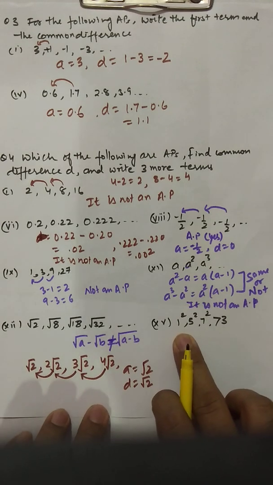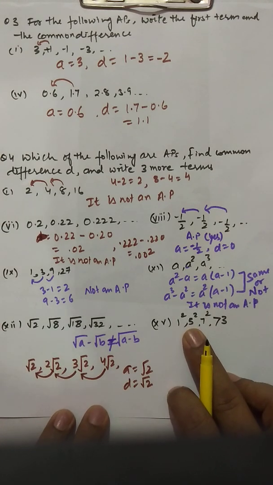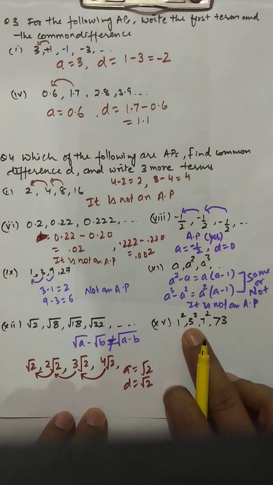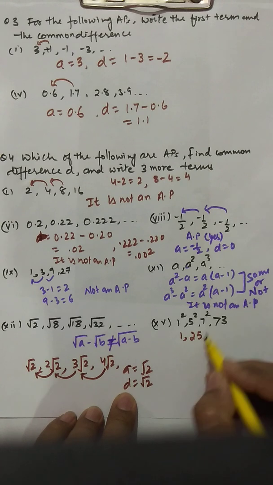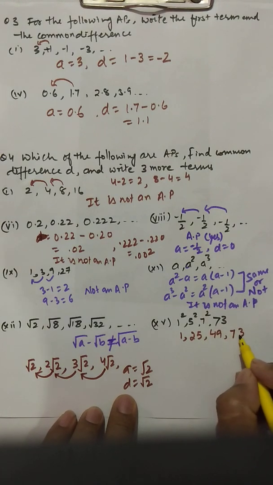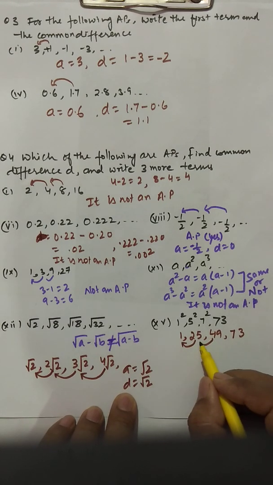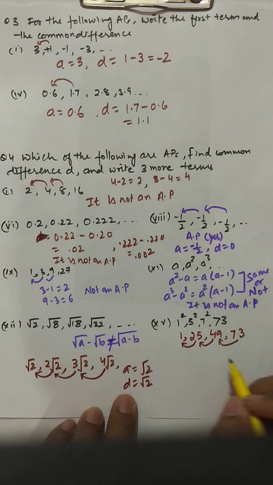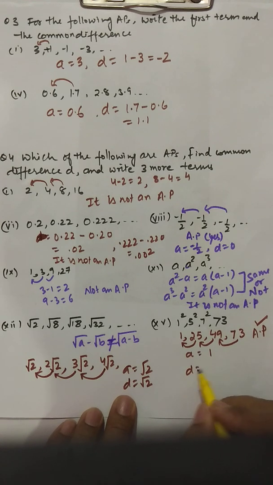So now next, last, this example: 1 square, 5 square, 7 square, 73. Okay, you might say this is not an AP, but don't be in a hurry. You think what these numbers actually are. This is 1, this is 25, this is 49, and this is 73. So you find the difference. 25 minus 1 is 24, and 49 minus 25 is again 24. 73 minus 49 is again 24. So it means this is an AP, and A is 1 and D will be 25 minus 1, and this is 24.